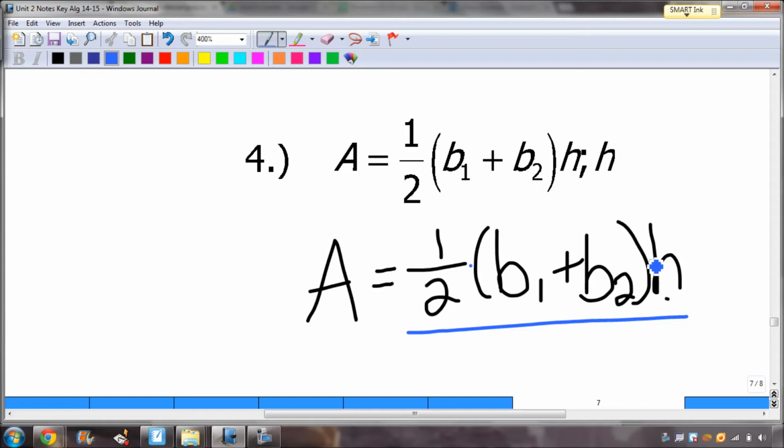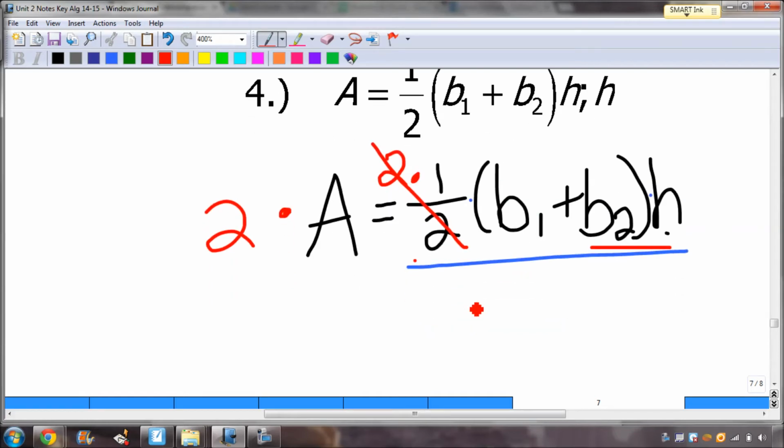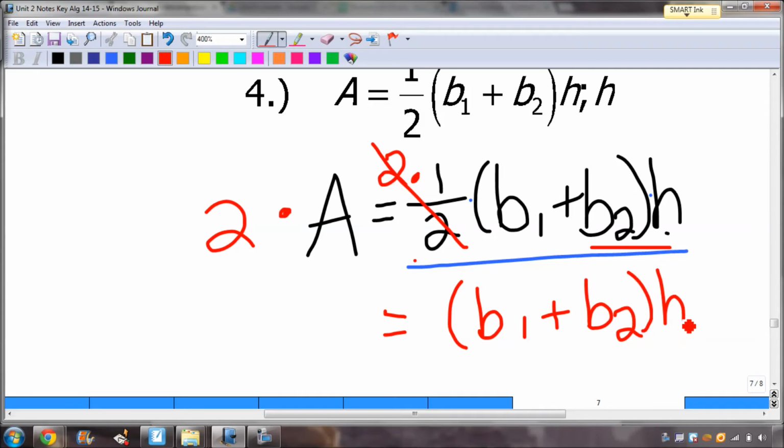So when I get rid of this 1/2, by doing the opposite, multiplying by 2, I only need to do it once because, again, this is all one term. If there's more than one term, then you have to do it to each term. Whatever I do to one side, I do to the other side. The other side only has one term as well, so I only multiply by 2 once on the other side. The 2's on this side cancel each other out. I have a 1 left over, but 1 times anything is itself, so I don't have to really write it down. So on the right side, I end up getting b1 plus b2 times h, okay?